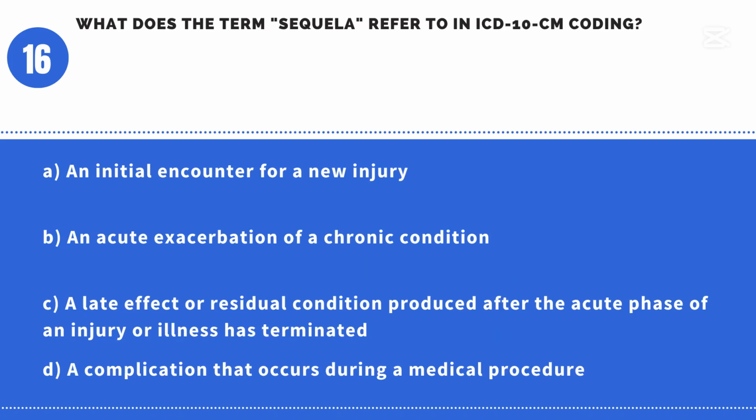Question 16. What does the term sequela refer to in ICD-10-CM coding? A. An initial encounter for a new injury. B. An acute exacerbation of a chronic condition. C. A late effect or residual condition produced after the acute phase of an injury or illness has terminated. D. A complication that occurs during a medical procedure.